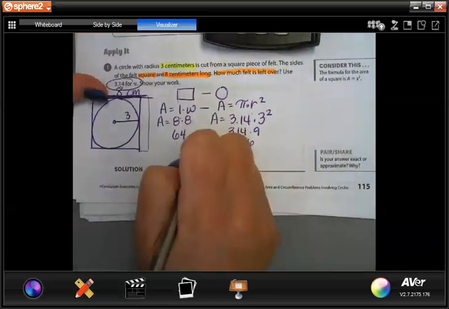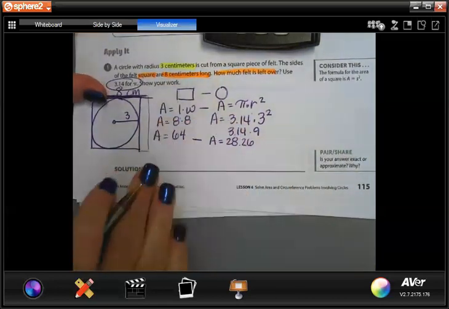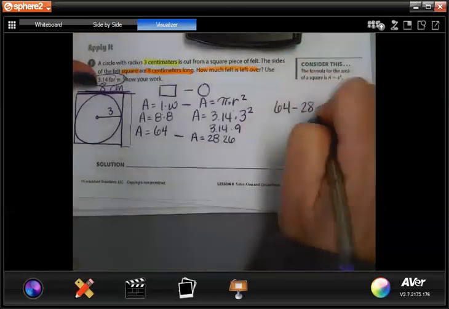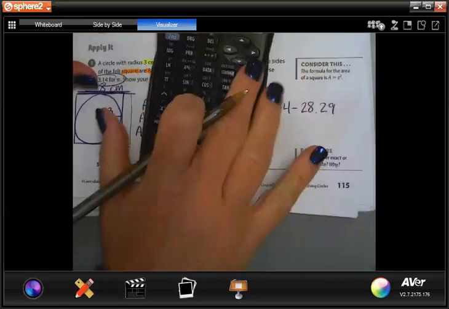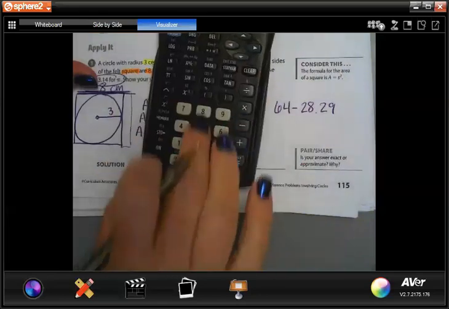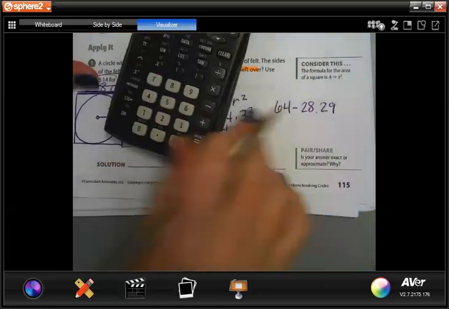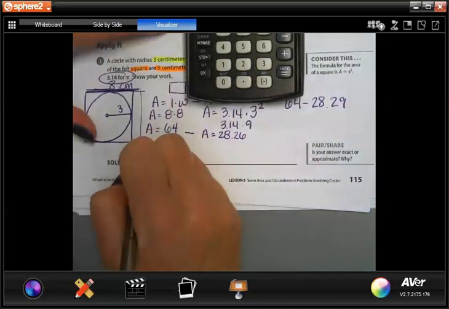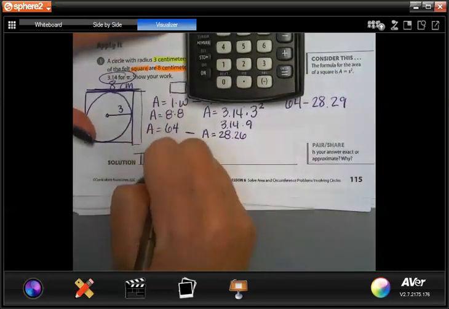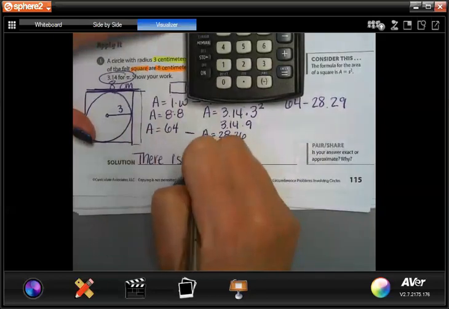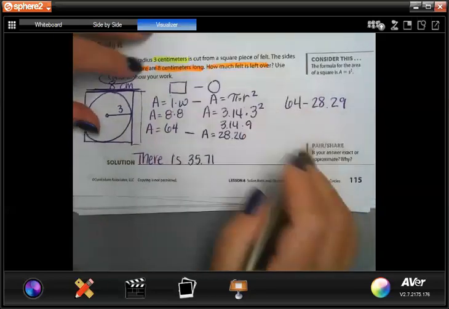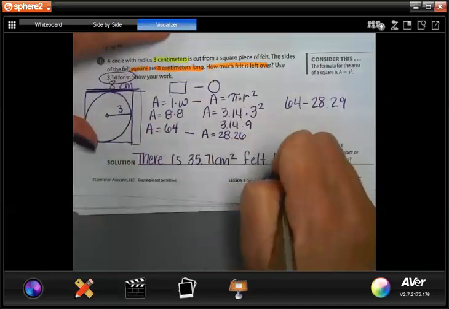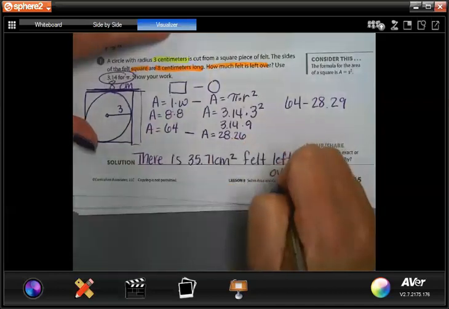Now we're going to subtract these two areas from each other. So 64 minus 28 and 26 hundredths comes out to be, there is 35 and 71 hundredths centimeters squared of felt left over.